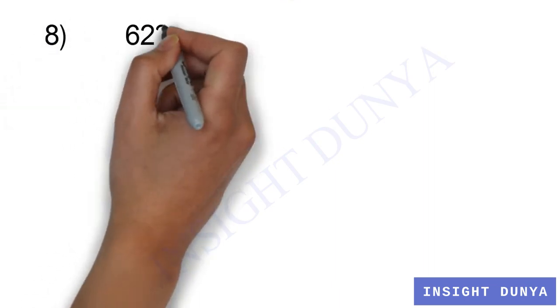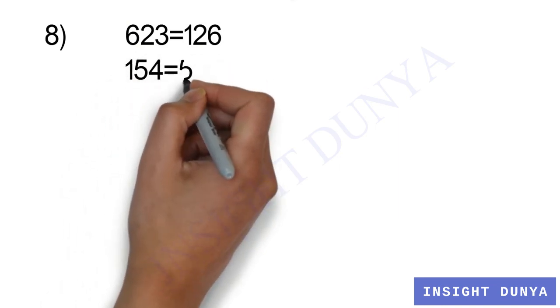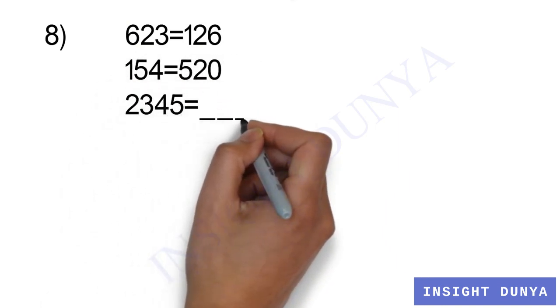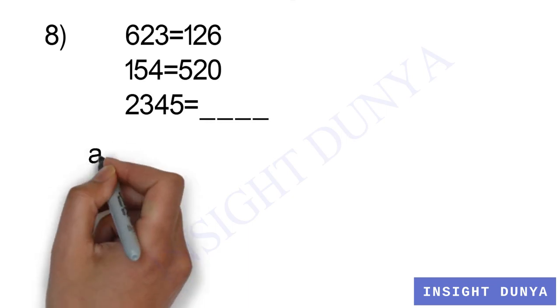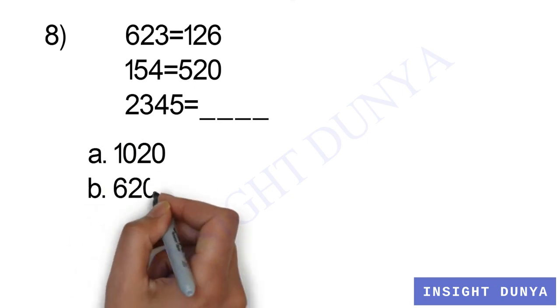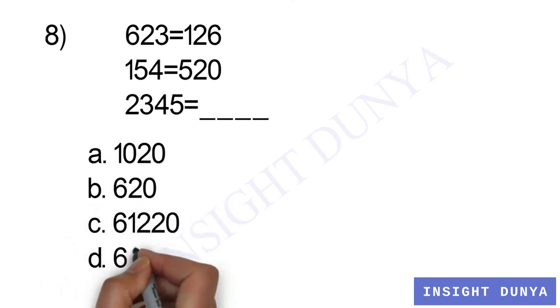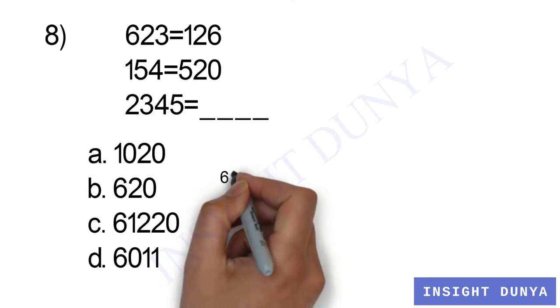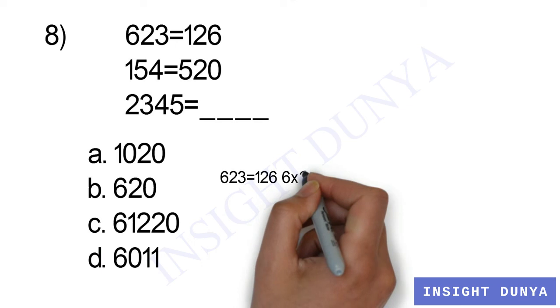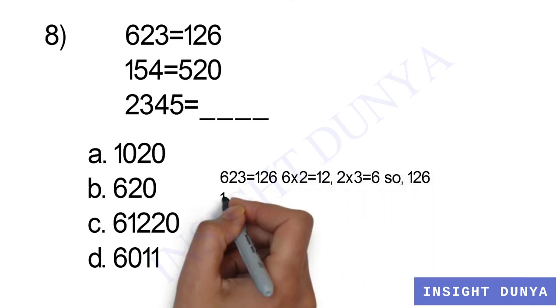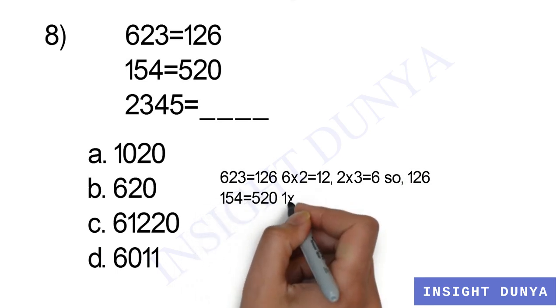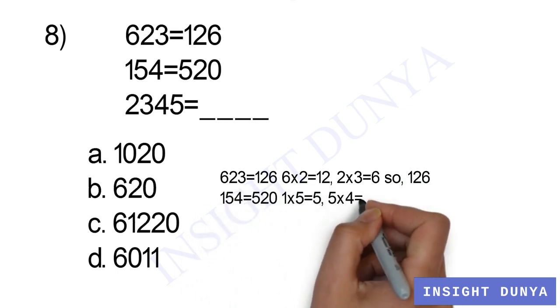Now the last question, question number 8. 623 is equal to 126, 154 is equal to 520, 2345 is equal to dash. When you concentrate on it, you may find the pattern that in the first pair 623 is equal to 126. Here 6 is multiplied by 2 is equal to 12, and 2 multiplied by 3 is equal to 6, and therefore 623 is equal to 12, 6.